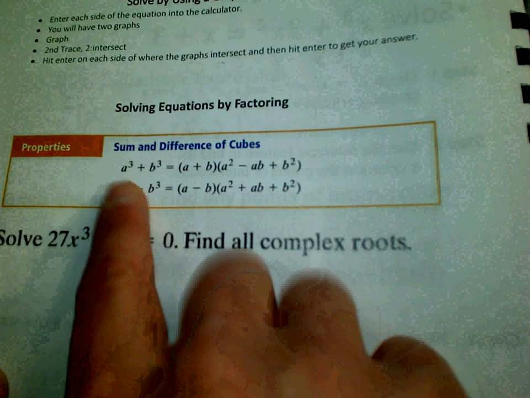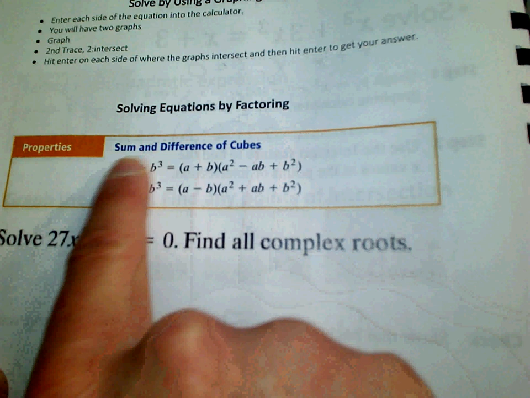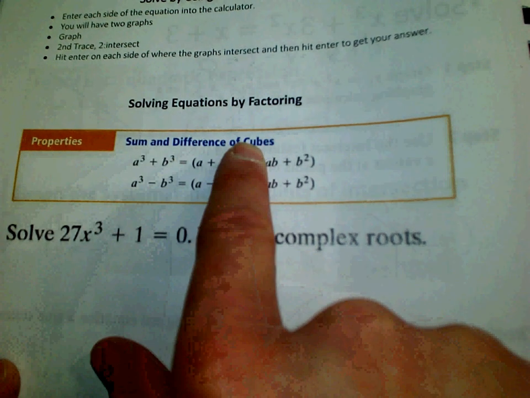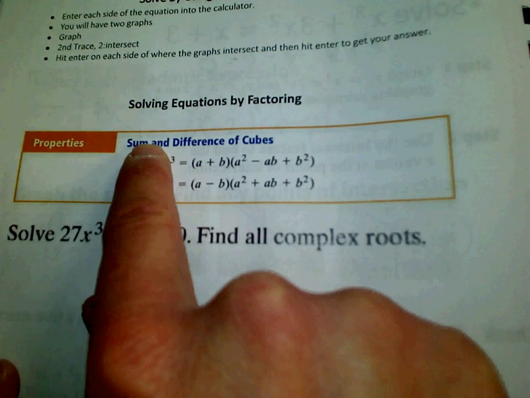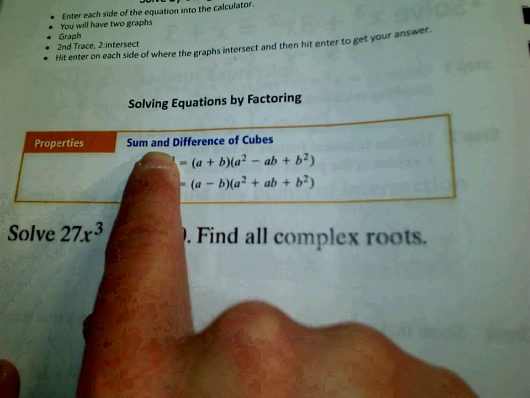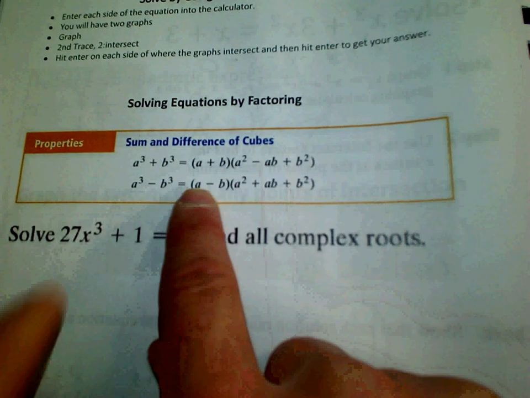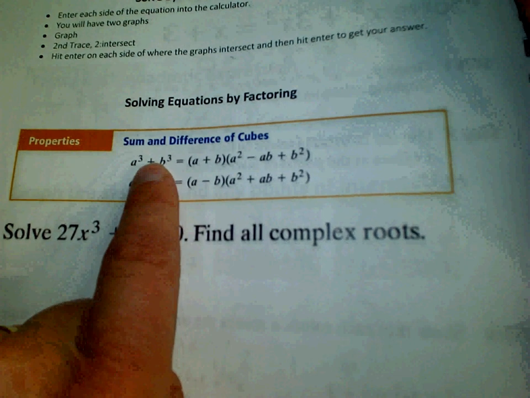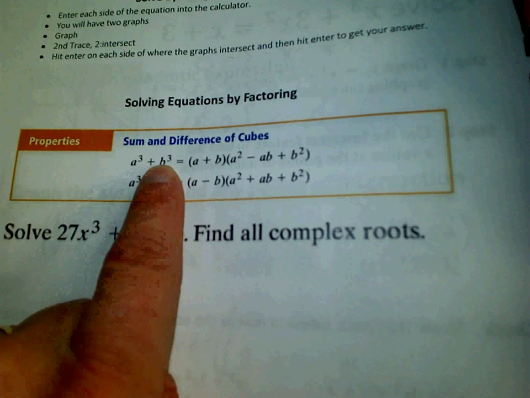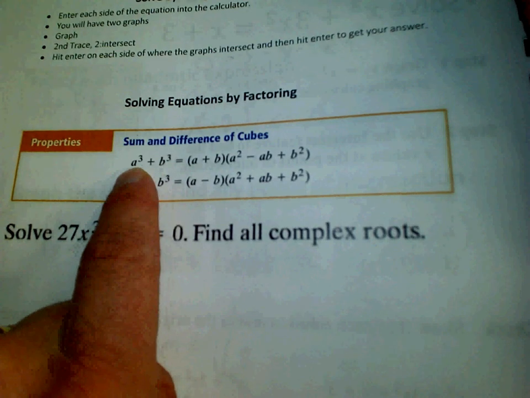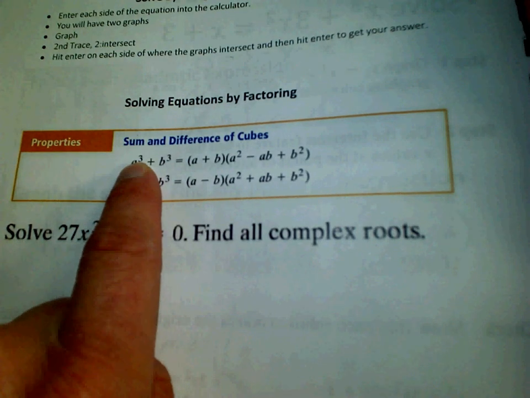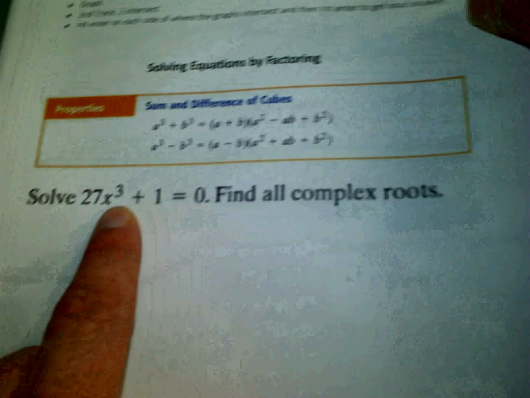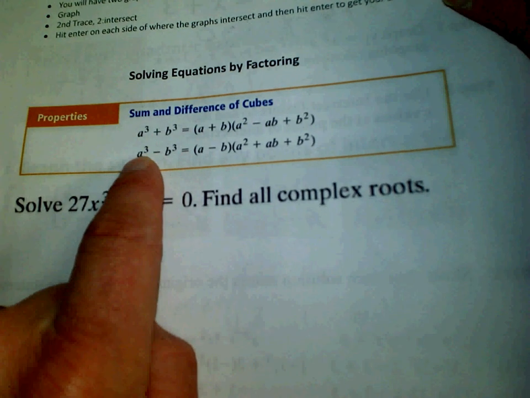Look at this, solving equations by factoring. There is a way right here where you can factor whenever it's a sum or a difference of cubes. This is a little formula right here. So if there is a sum of cubes, that's some value that has a cube root and another value that has a cube root being added together, like this one is right here. Or if it's a value with a cube root minus a value with a cube root.